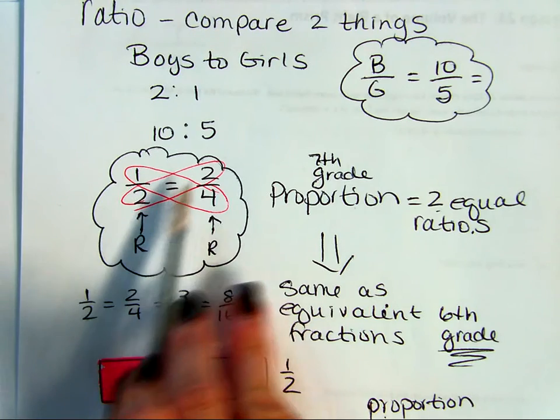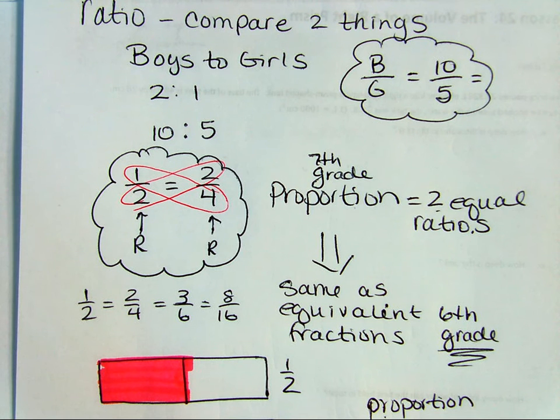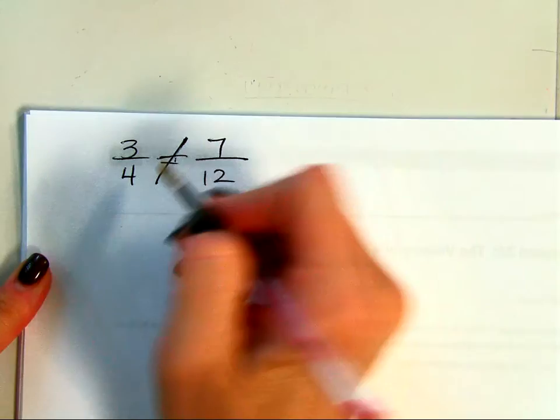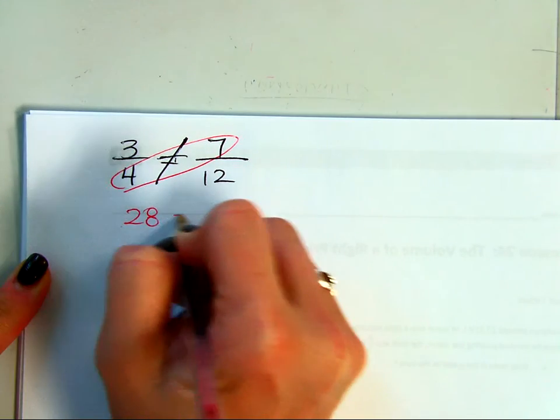Oh, yeah. Like that? So, guess what? These are called cross products. If you take the two diagonals and multiply them, and take the other two diagonals and multiply them, and they're the same, it is a proportion. Got it? Because look, what is 4 times 7? What's 3 times 12?